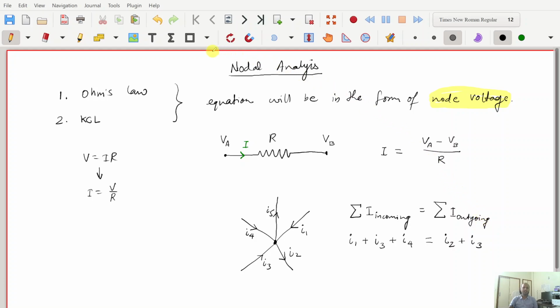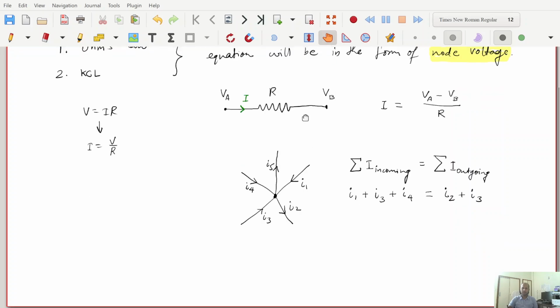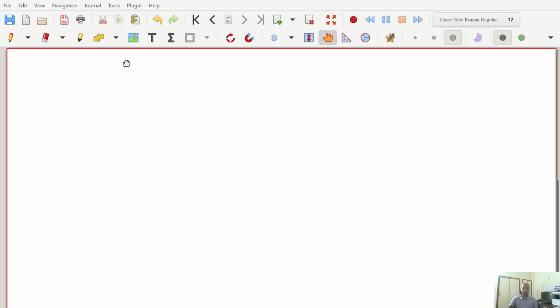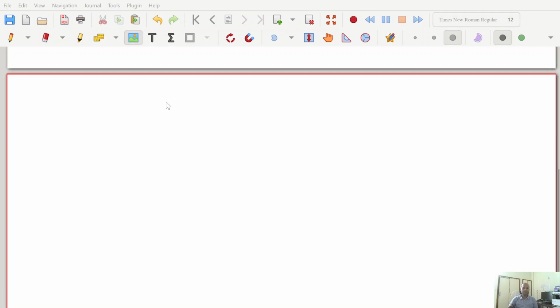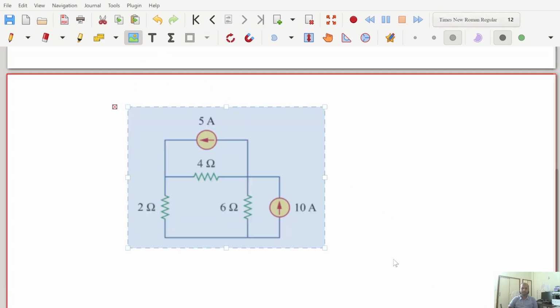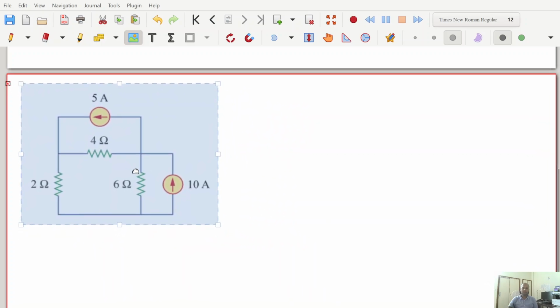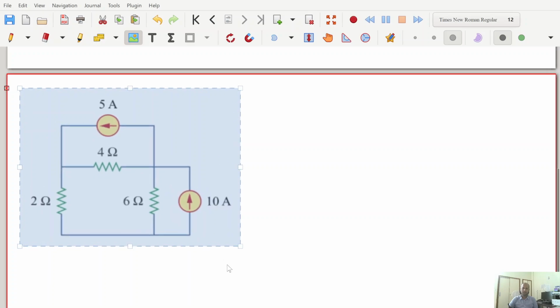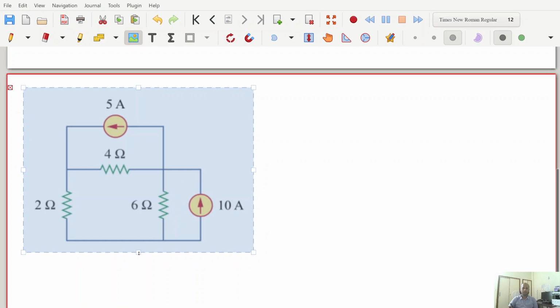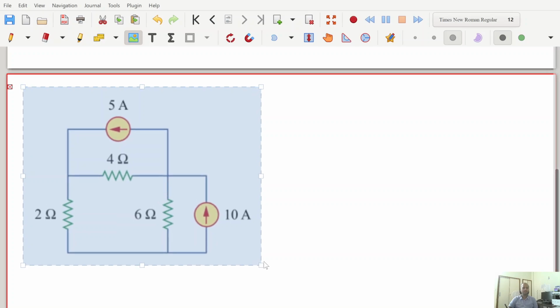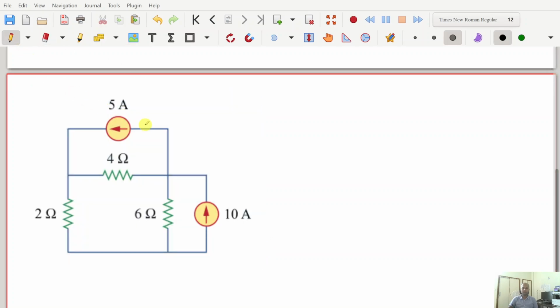Now, to understand this nodal analysis, let us go to the bottom of the page. We are already at the bottom, so we add one more page. To understand, let us consider one example. Let us consider this circuit shown in the figure, and we'll try to write the voltage equations, or the current equations, at each of the nodes using nodal analysis.